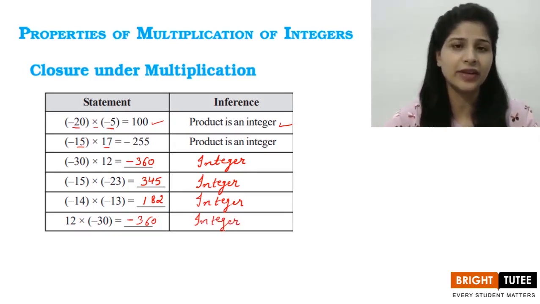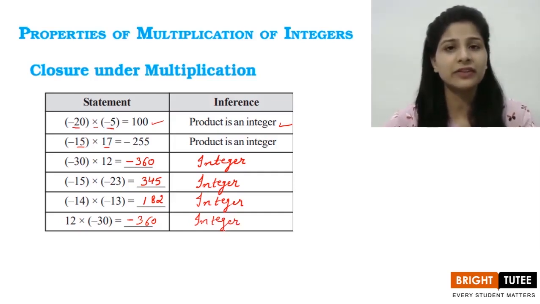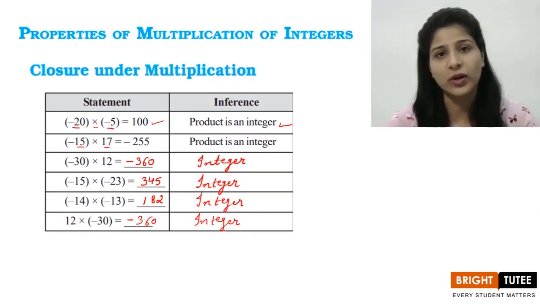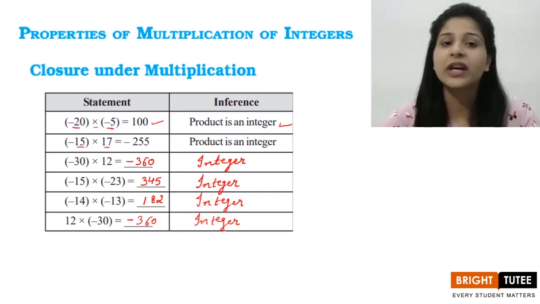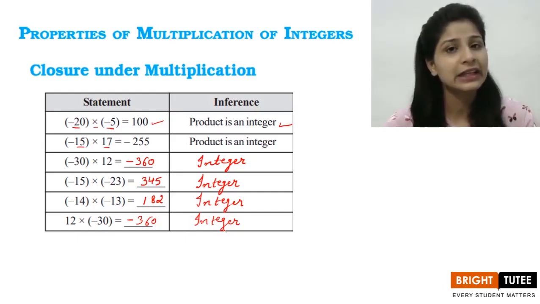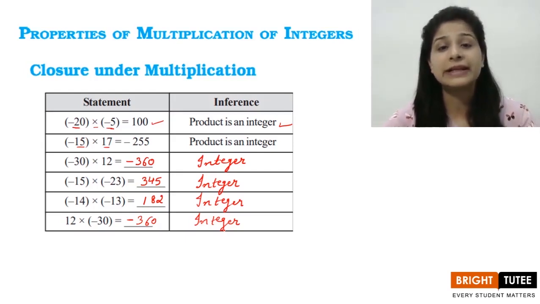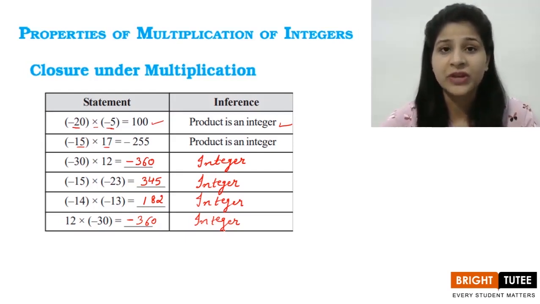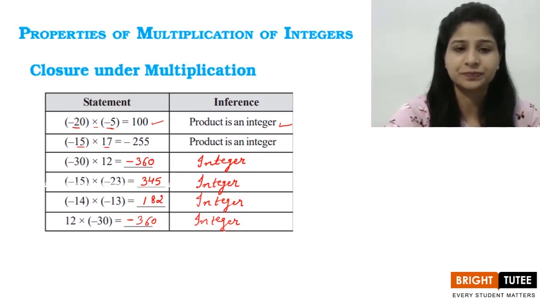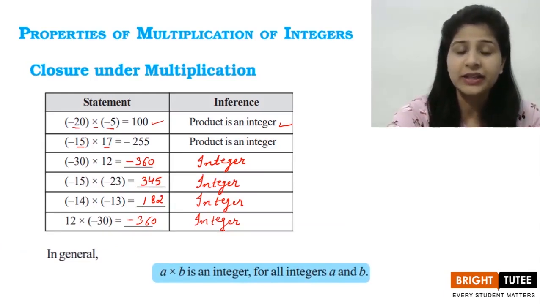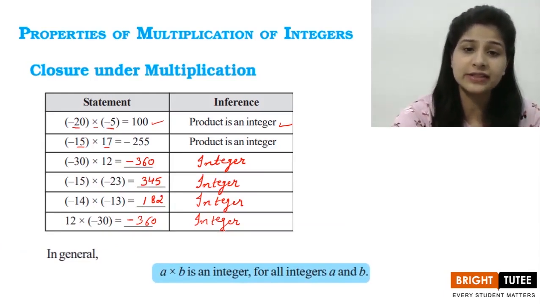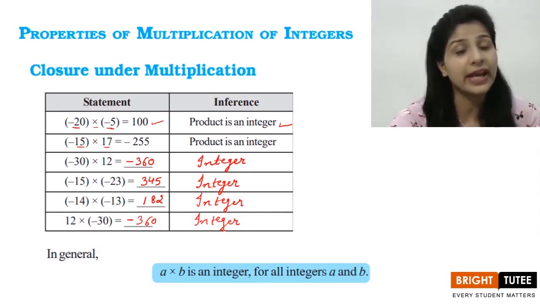So what is the inference that we come to? Every time whenever we multiply two positive integers, two negative integers, one positive and one negative, or the first one positive and the second one negative, the first one negative and the second one positive, whenever we do this, we are always going to get what? The answer as an integer. So integers are closed under multiplication. So what we can say? A cross B, or A multiplied with B, is an integer for all integers A and B. Let it be any integer.